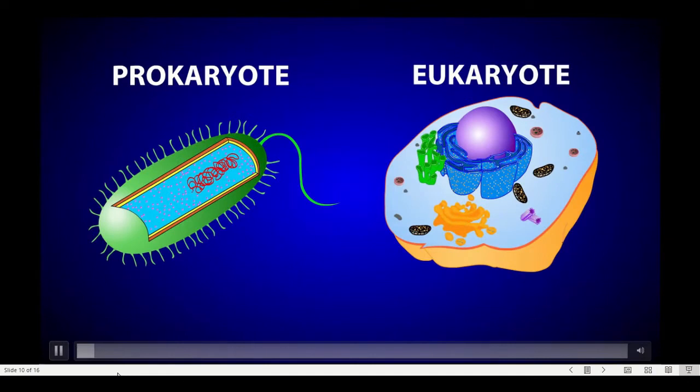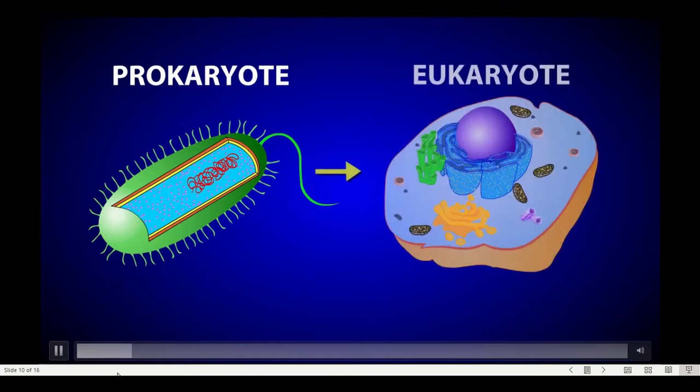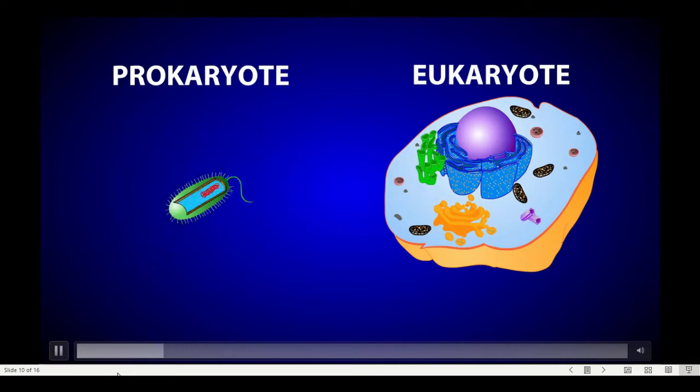On Earth, there are two major types of cells, prokaryotic and eukaryotic. Prokaryotic cells are the simplest and most ancient types of cells. They were the only form of life on Earth for billions of years before eventually giving rise to eukaryotic cells. If you take a look at prokaryotic and eukaryotic cells side by side, you can see a number of differences. To begin with, prokaryotic cells are a lot smaller than eukaryotic cells and have a simpler structure.